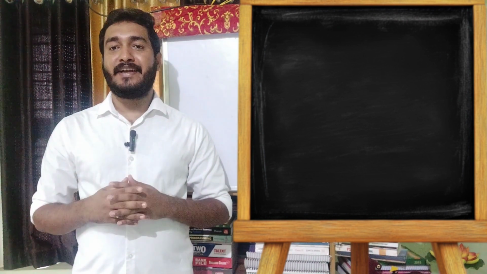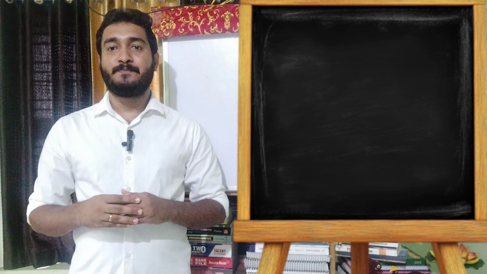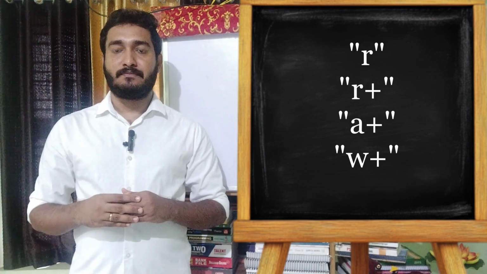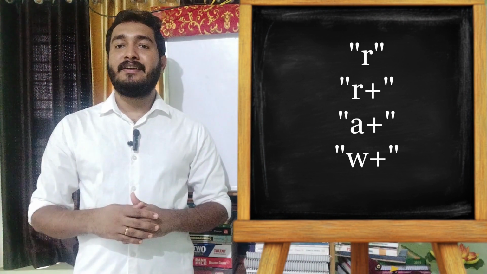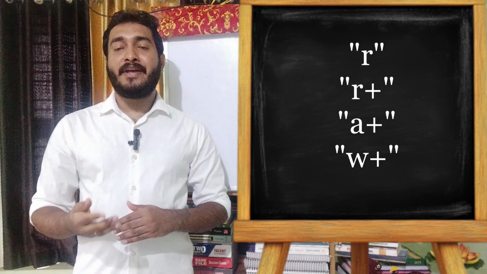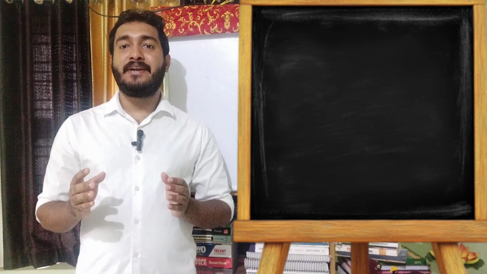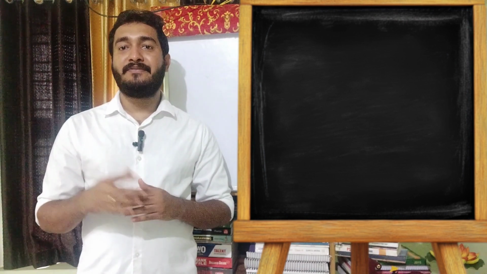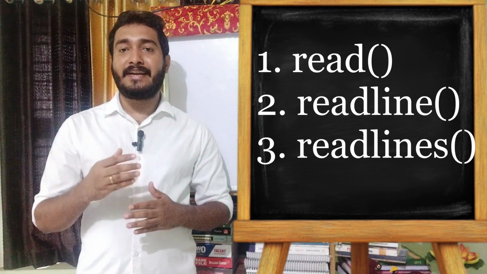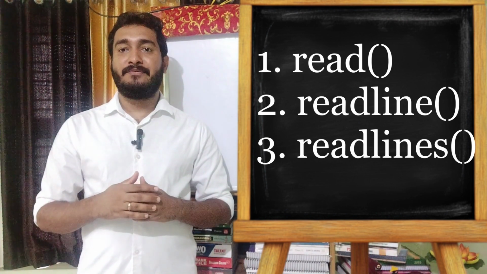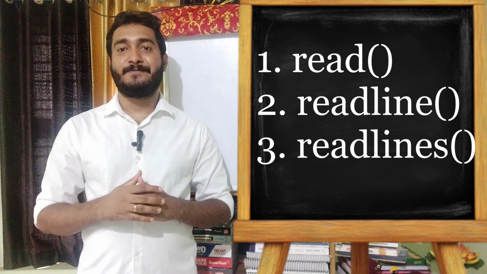To read the content of a file, we can open the file in four different modes. What are those? We can open the file in r mode, r plus mode, or a plus or w plus mode. To read the content of a file, we have three different methods. What are those? We have read method, readline method, and readlines method.